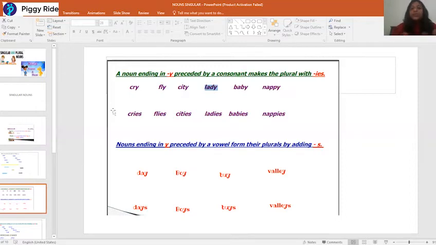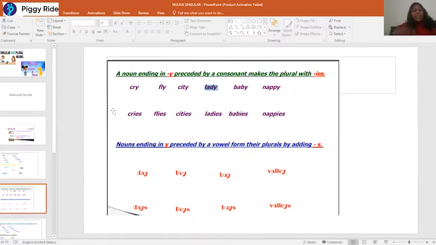Okay, let's go to the next example, BOY. So Y is also preceded by a vowel which is O. We make it BOYS. Now let's go to the next example, BUY. So we make it into plural by adding S, which is BUYS.